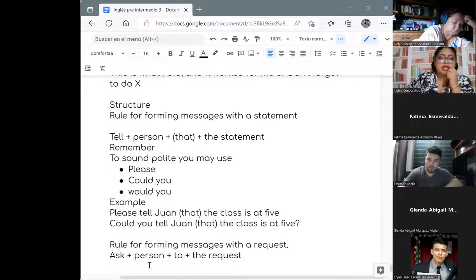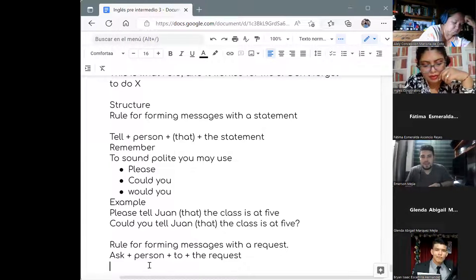So there we have some examples. Please tell Juan that, or please tell Juan the class is at 5. And could you tell Juan that the class is at 5? And then we are going to have the structure for ask. And in this case, we have ask plus the person plus to plus the request. And we are going to see some examples for that.